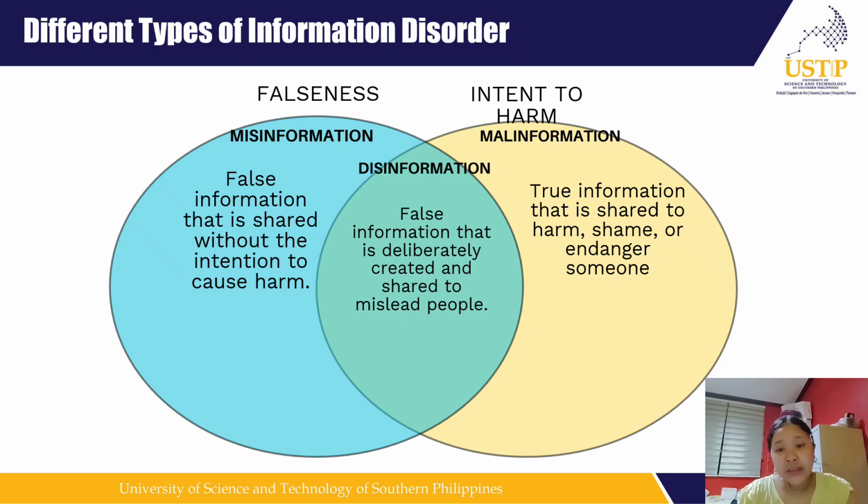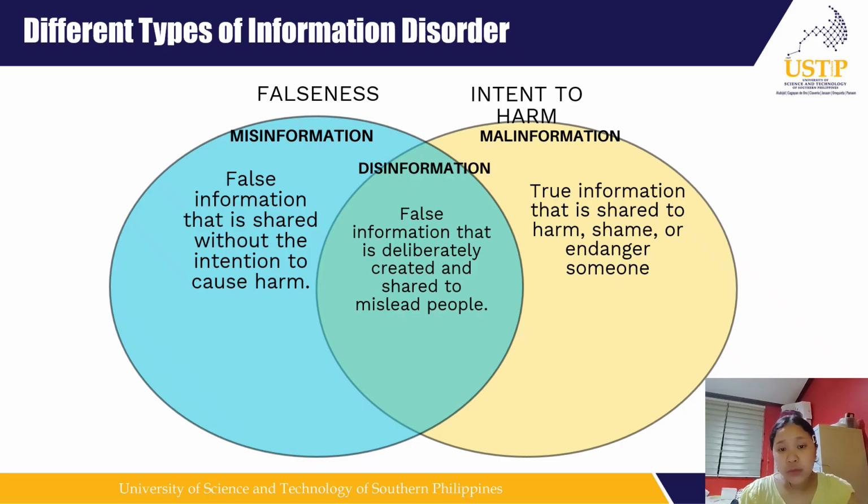And we have here in the right corner malinformation, which is true information that is shared to harm, shame, or endanger someone. Although it is true information, it is under the intent to harm category because, yes, the information is true, but the way it is presented or shared is harmful and attacks or humiliates someone.